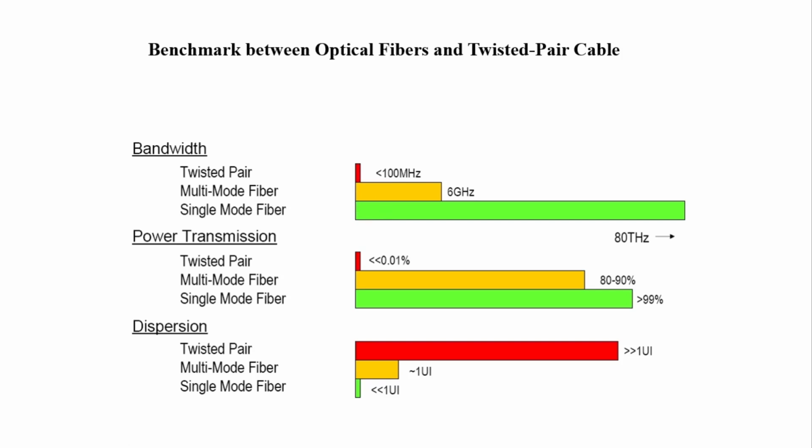Power transmission. Twisted pair cable requires less than 0.01% power, whereas multi-mode fiber requires 80 to 90% of power, and single mode fiber requires less than 99% power. Dispersion. Twisted pair cable has a large amount of dispersion, whereas multi-mode has very less as compared to twisted pair cable, and single mode has very less dispersion. So due to which the security of transmission is greater in single mode fiber.